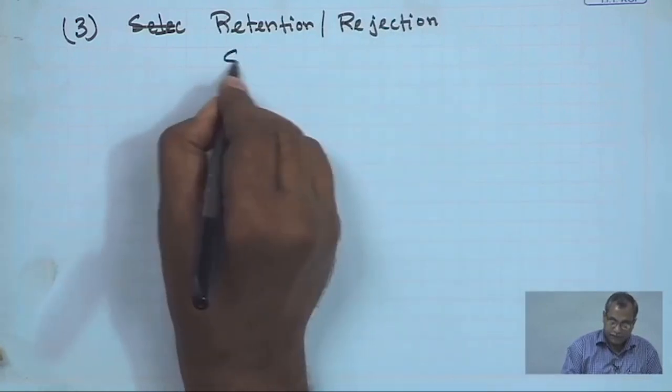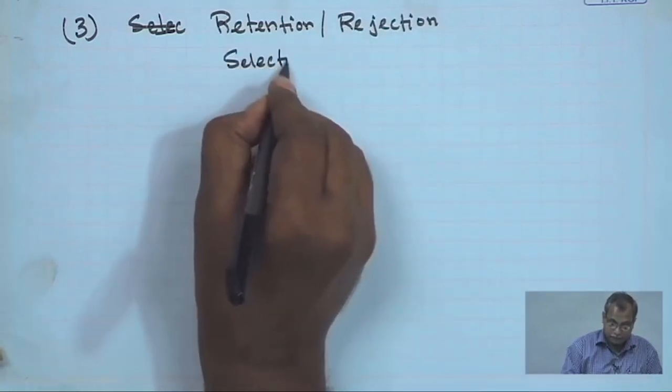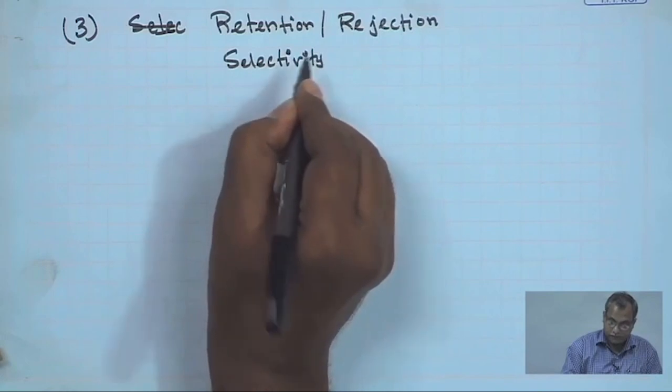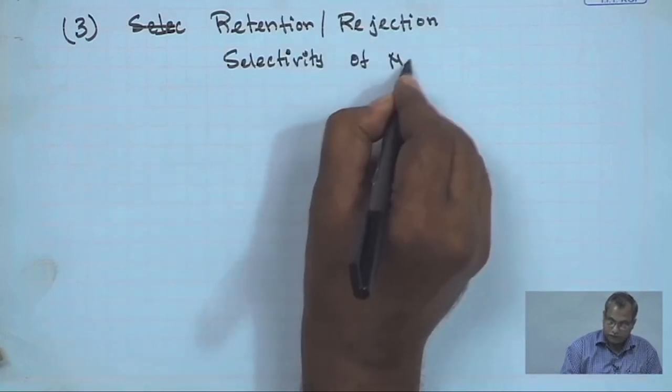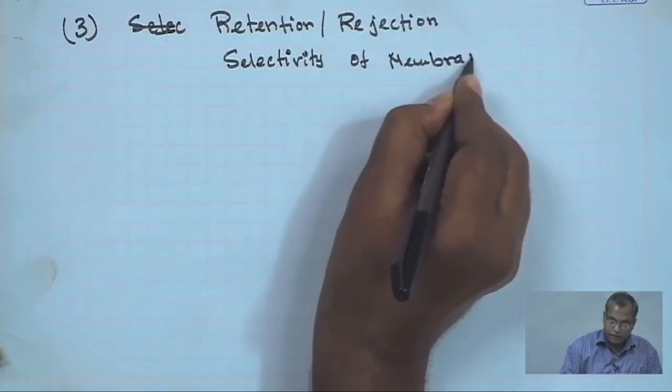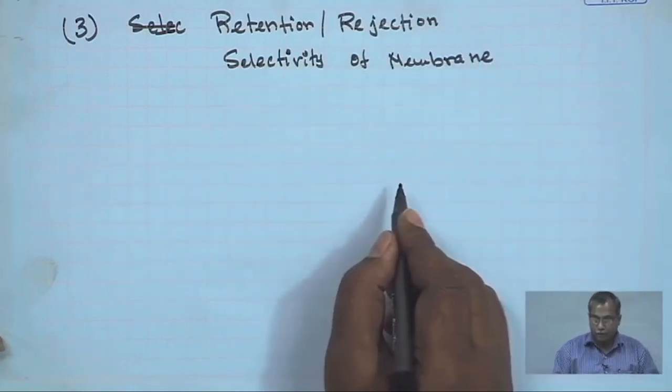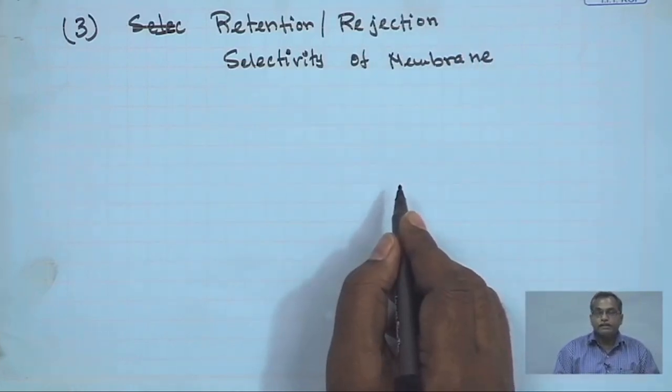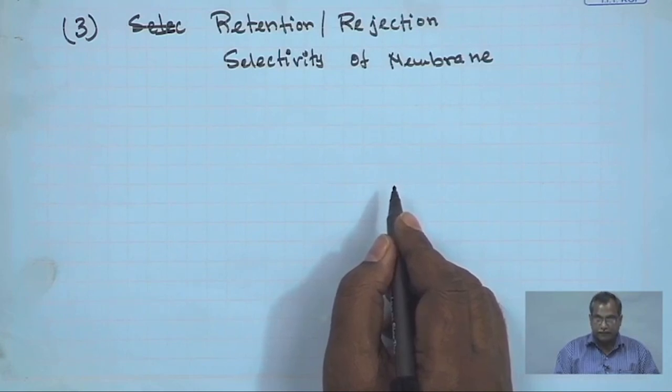This gives the selectivity of the membrane. So, both permeability and membrane rejection are important properties. Membrane permeability indicates how porous my membrane is. Selectivity, the rejection or retention, shows how selective my membrane is. So, the first one is related to the throughput of the process, while the second one is related to the extent of separation that can be achieved by this membrane.